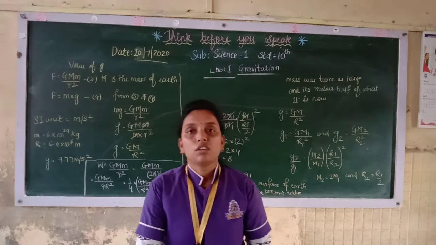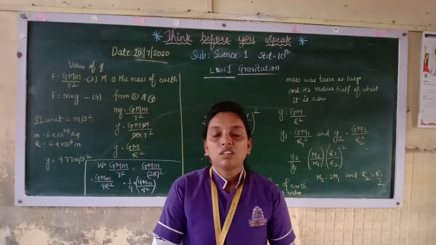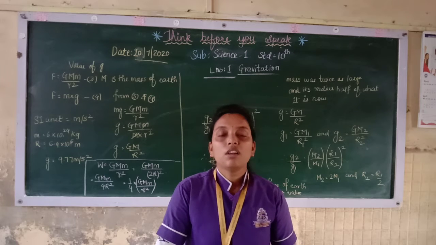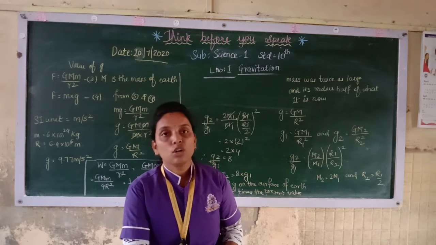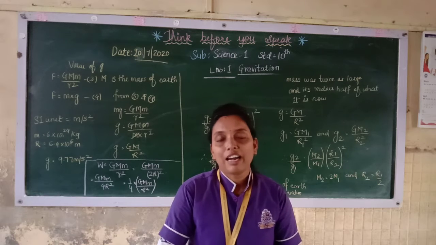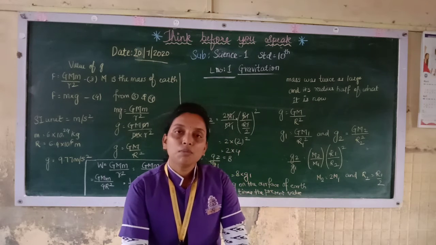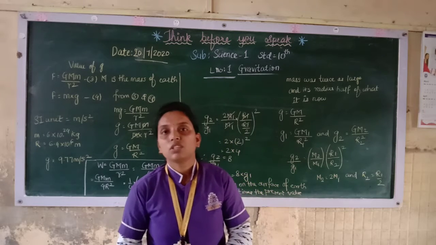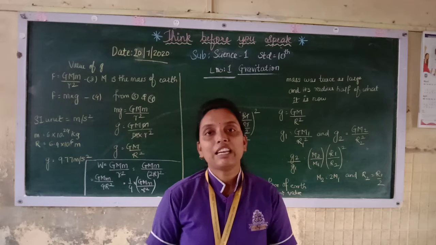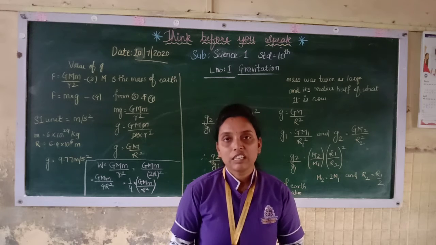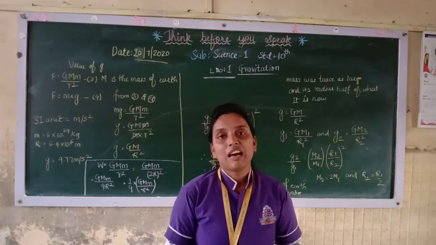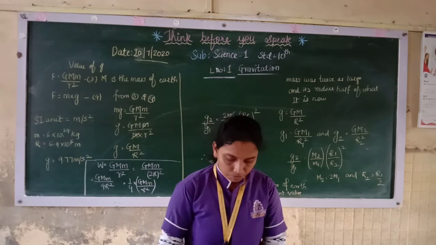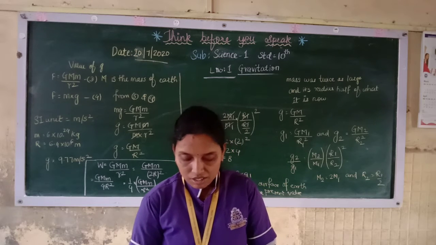Now the portion of the earth which comes directly under the moon will experience the pull, which will increase the height of the water and we will get the high tides. And the other portion which is not directly under the moon will have a low tide or ebb condition over there. Now we'll see Earth's gravitational force.